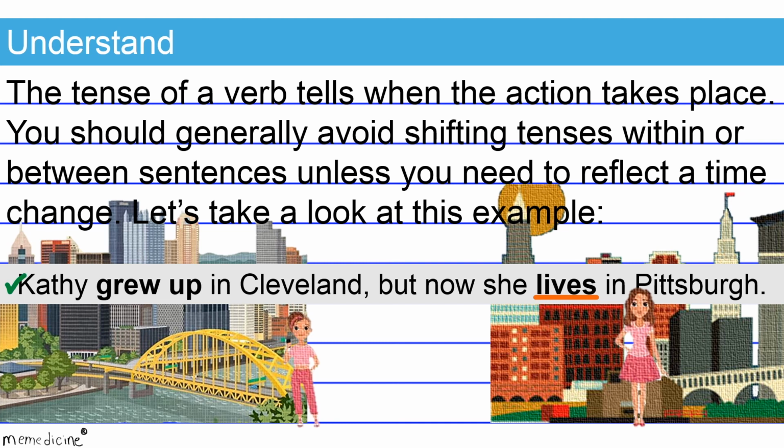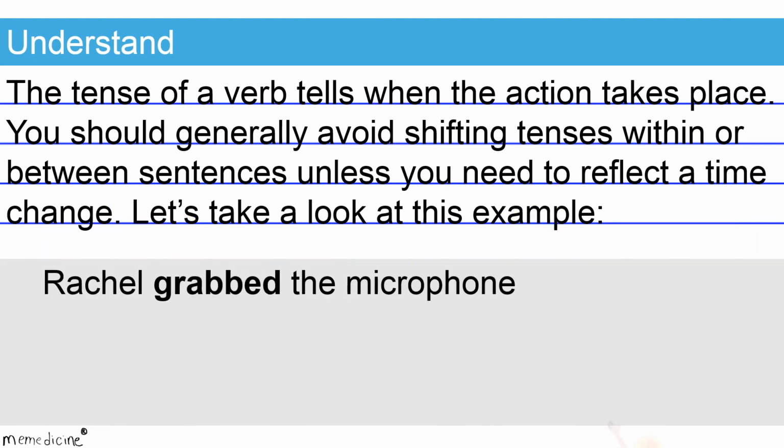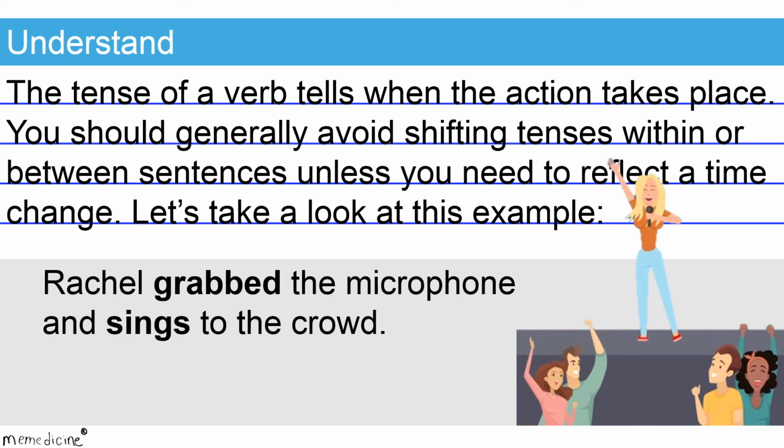Or check out this second example. Rachel grabbed the microphone and sings to the crowd. There is no need to reflect a time change, so both verbs should be in the same tense. The first featured verb, grabbed, is written in the simple, singular, past verb tense, so we know the singing also took place in the past. However, the second verb, sings, is written in the simple, singular, present verb tense. There is no need to reflect a time change. Both verbs should be in the same tense in this instance.